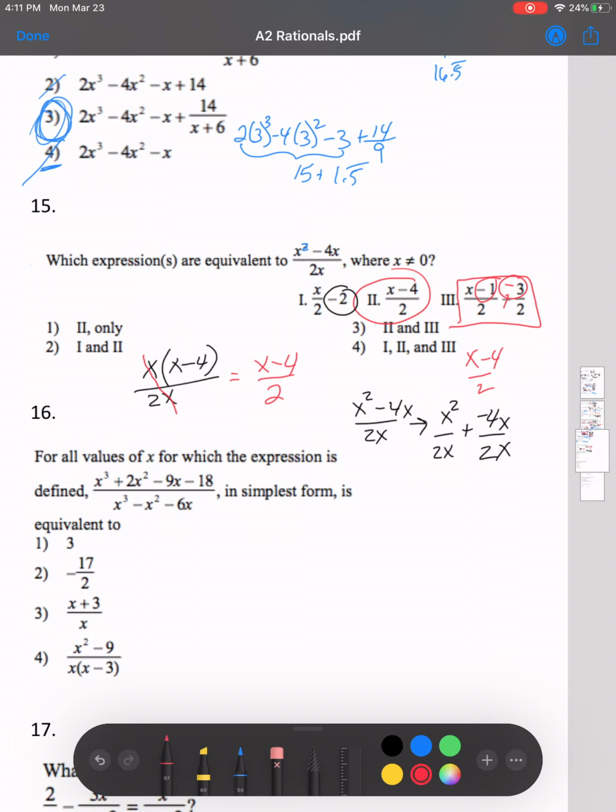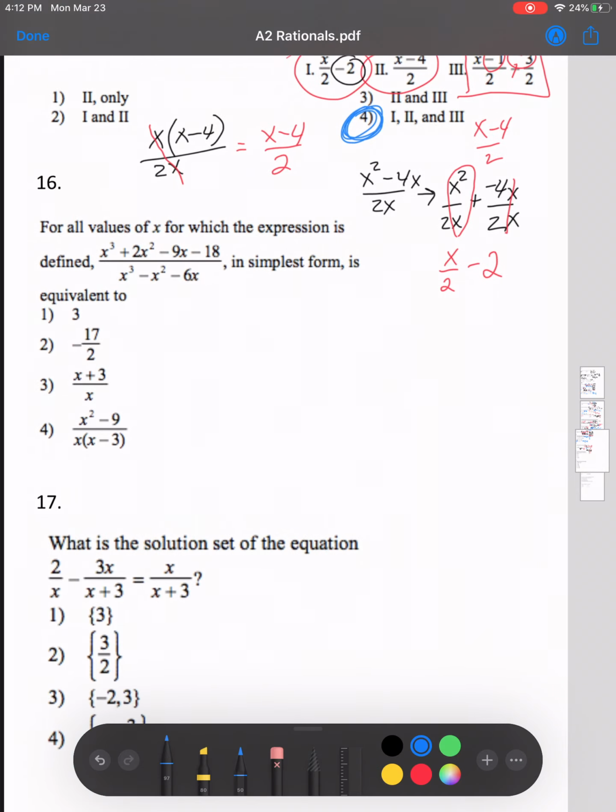And now I can simplify each fraction on their own. So right here, one of those x's is going to cancel, so that'll leave me with a single x in the numerator over 2. And here the x's will cancel, and negative 4 divided by 2 happens to be negative 2. And when we look at it that way, choice number 1 also works. So for number 15, the answer is 4. All 3 of them are equivalent expressions. Again, this is one where the backdoor approach probably would be easier. Just plug in that 3 and see which ones come out to be the same values.